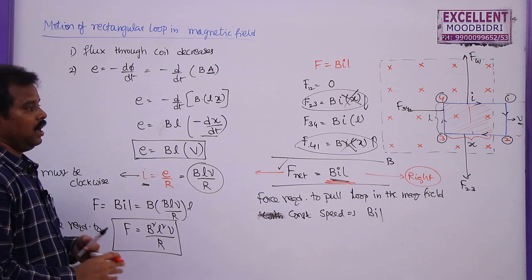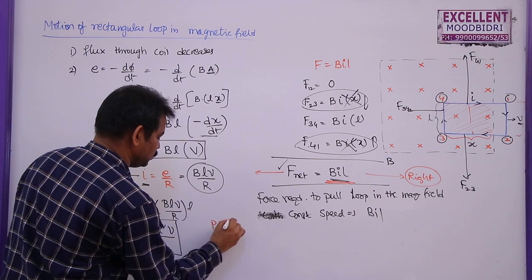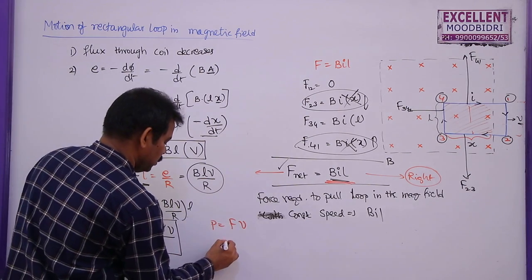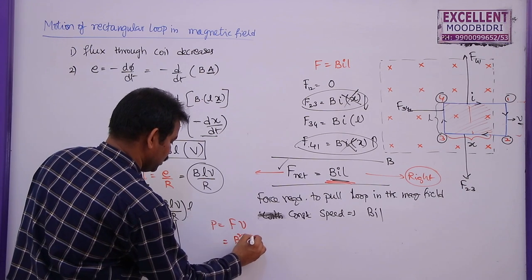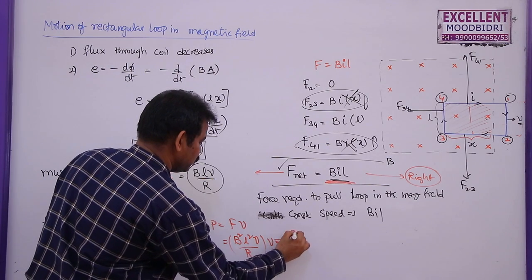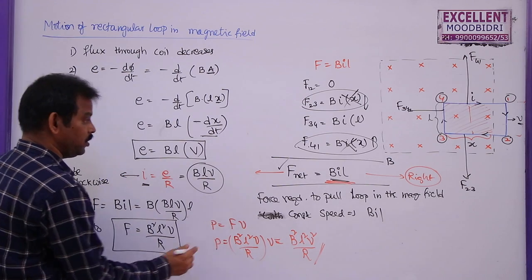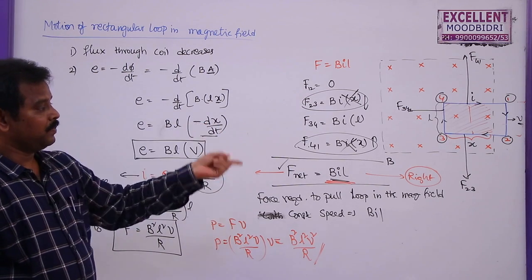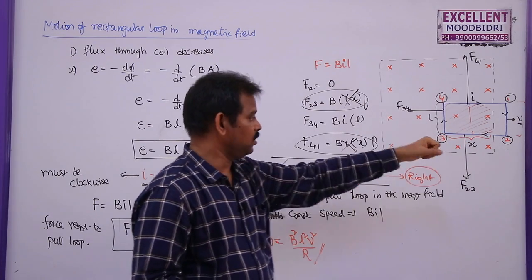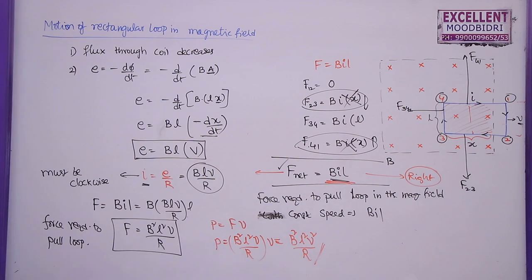So after that, how much power is required to pull this one? They may ask you to find out the power. Power is nothing but force into velocity, work done by time. So you can write force into velocity, which is given by B squared L squared V by R into V, which is equal to B squared L squared V squared by R. This is the power required to pull this one. It is also found that the power produced in this loop due to this pulling through a magnetic field is also equal to B squared L squared V squared by R only.